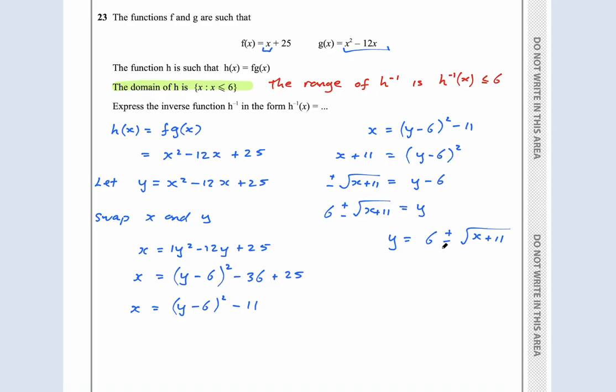That means that this thing here has to be less than 6. And the only way this thing can be less than 6 is if we subtract the root x plus 11 instead of add it. So I'm just going to write here h minus 1 of x is less than or equal to 6. Therefore, h minus 1 of x is equal to 6 minus the square root of x plus 11. And that, guys, is the final answer.